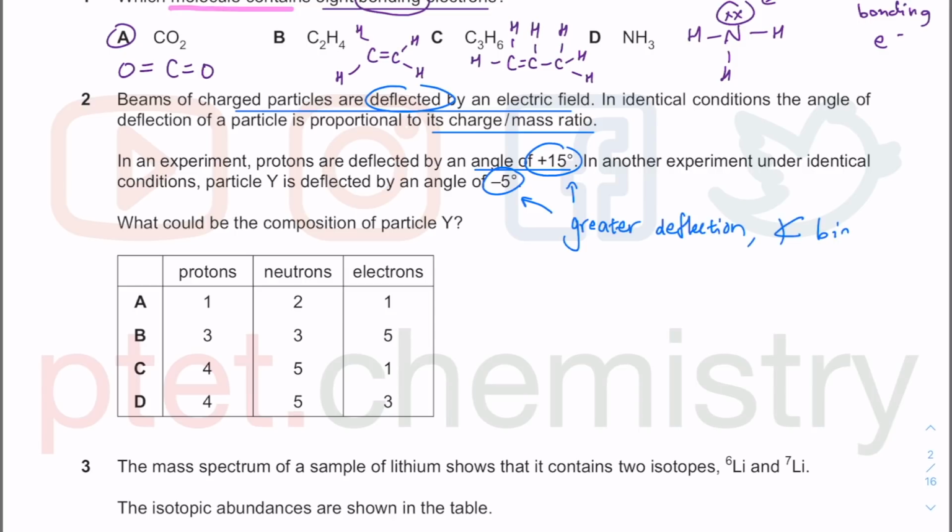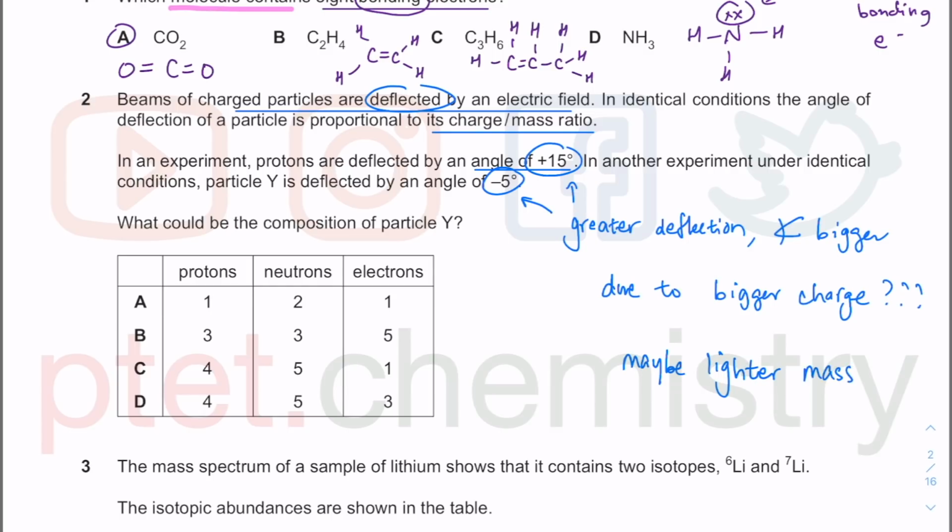So that means your angle is bigger. So angle is bigger due to one, bigger charge, perhaps, don't know, we are not sure, but also maybe lighter mass, because the heavier you are, the less deflected you are, because you are much more difficult to move. So you get deflected more because you are lighter mass. So this one, lighter mass there, must be for plus 15 degree there. So we're looking at relative mass and relative charge.